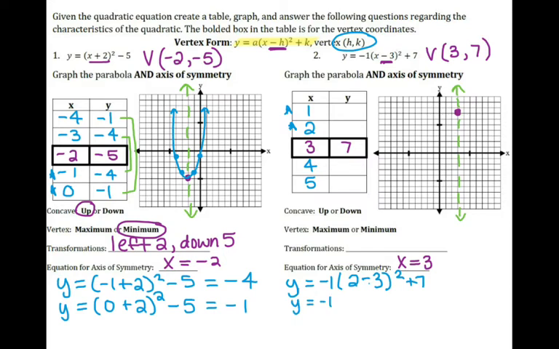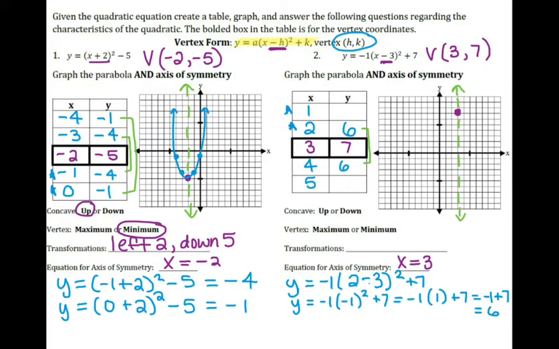So I have y equals negative 1 times (2 minus 3, which is negative 1) squared plus 7. And then order of operations tells me to do the exponent first. So that leaves me with negative 1 times negative 1 squared, which is a positive 1, plus 7. And negative 1 times 1 is negative 1, plus 7 is going to give us 6. So that was when I plugged in 2. And of course, since our parabola is symmetrical, this is going to match with my x-coordinate of 4. It's going to give me the same value.